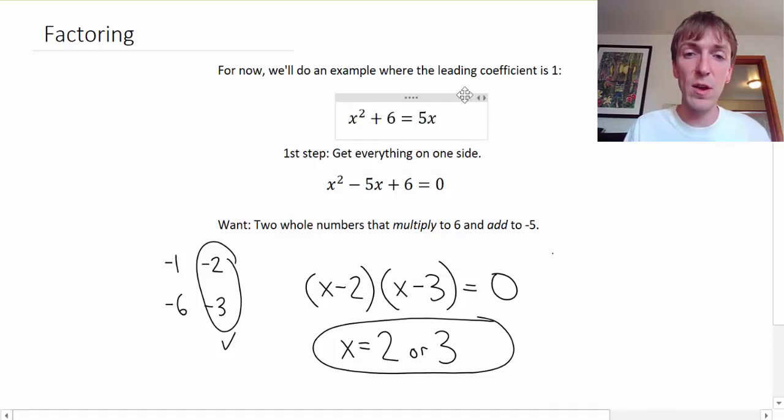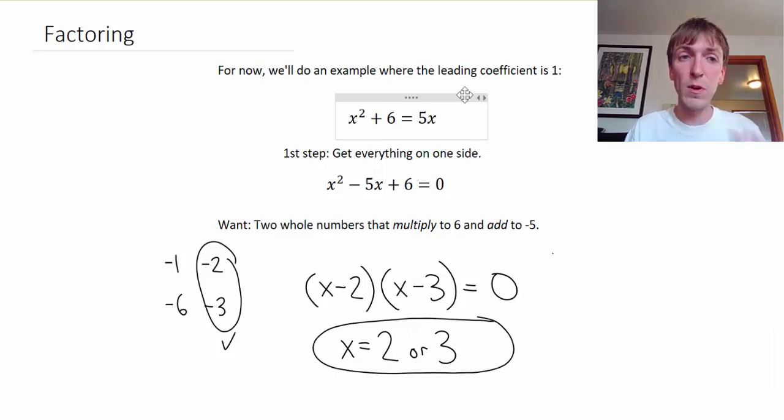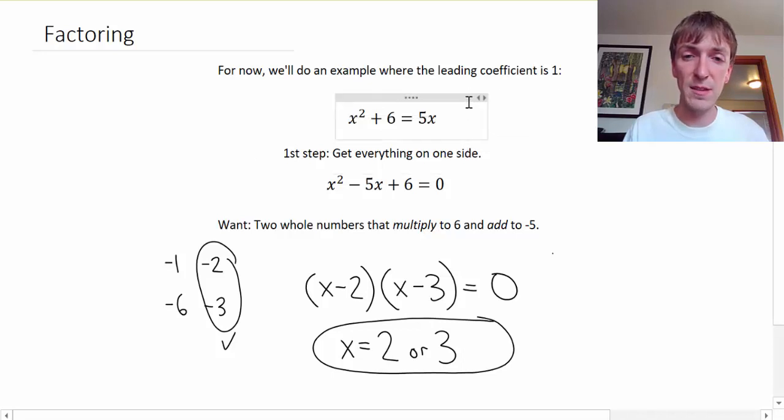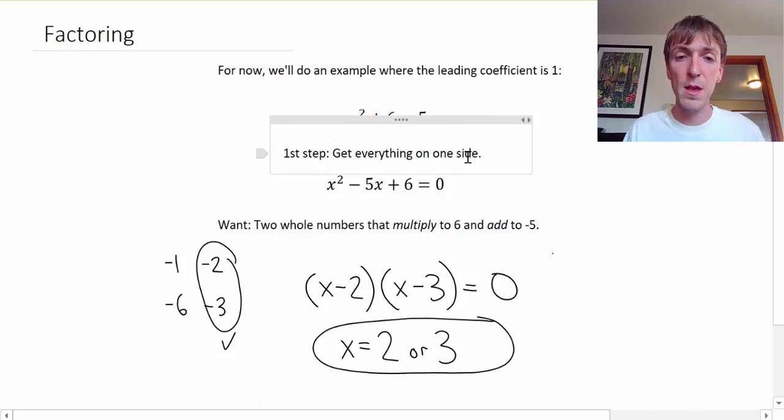So here's an equation that I want to solve. x squared plus 6 equals 5x. Just like with our linear equation, before you're going to solve a quadratic, it doesn't even matter which of the 3 ways you're going to solve that quadratic, you're going to want to start by getting everything on one side. So I can do that pretty easily by subtracting 5x, move it over to the other side.